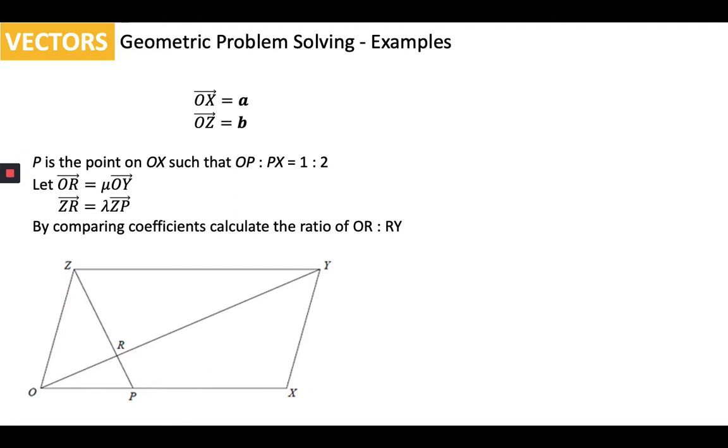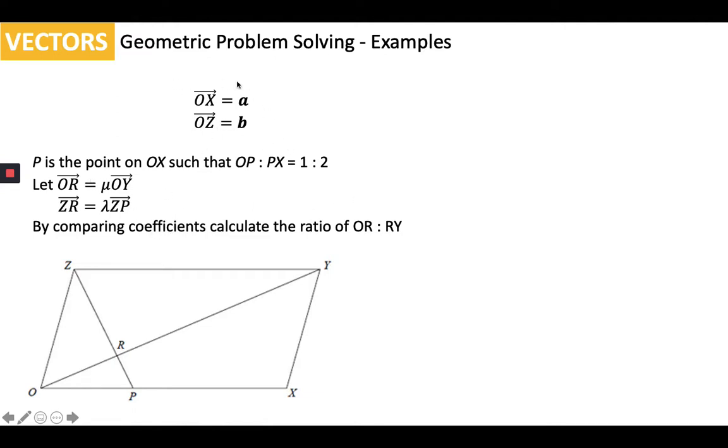I've got OX is a, OZ is b, and P is the point on OX such that OP to PX is 1 to 2. I want to let OR equal mu lots of OY, ZR equal lambda lots of ZP, and I want to compare coefficients to calculate the ratio OR to RY. So there's a lot of information there, and we've got a new technique we're asked to use. Let's break it down though.